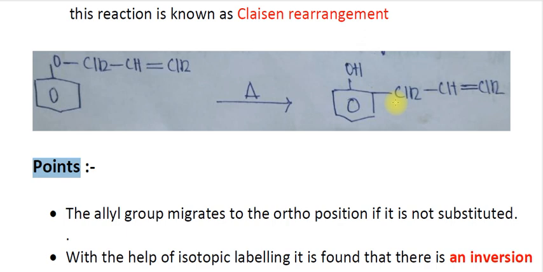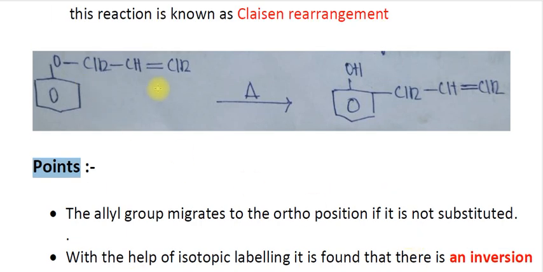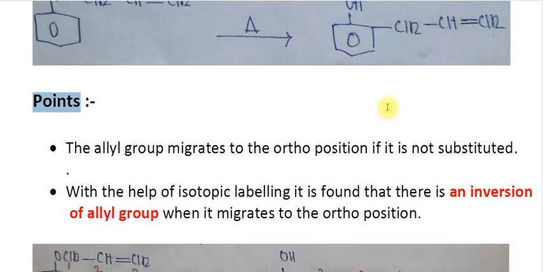Then you can see only if you undergo a proper isotopic labeling. I will say once again, if this C is C1, this is C2 and this is C3, then C3 will be attached here, and this is C2 and this is C1. That is given here. With the help of isotopic labeling only, it is found that there is an inversion of the allyl group when it migrates to the ortho position. This allyl group is undergoing inversion, and it is getting connected to the ortho position.